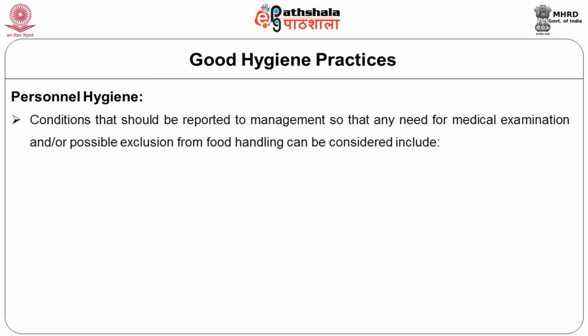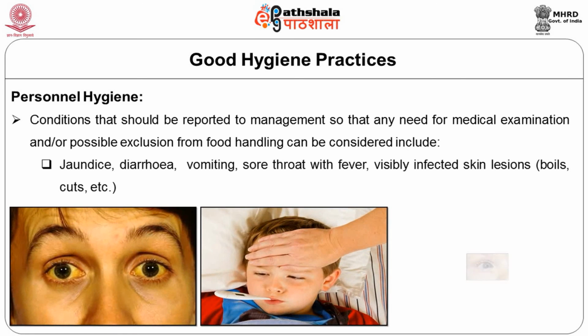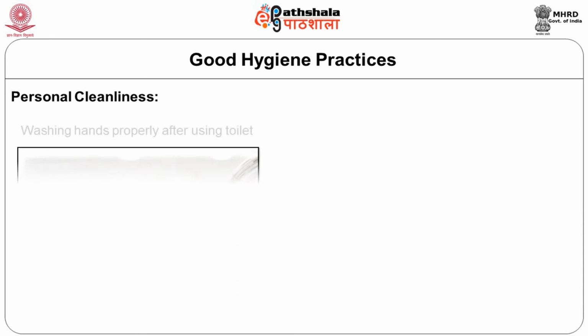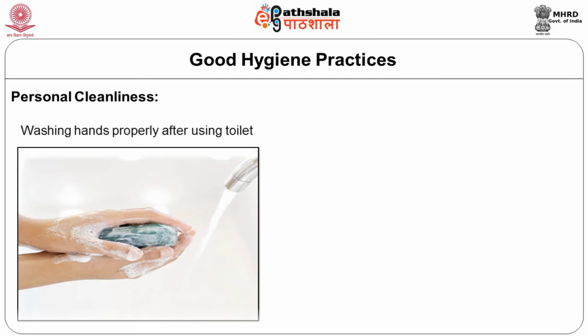The things which can be considered for some of the infectious diseases which should be guarded against, the food handler should be checked for jaundice, diarrhea, vomiting, fever, sore throat with fever. Visibly infected skin lesions also should be checked. They should not be allowed to come in contact with food, and discharge from the ear, eye or nose should also not be there. The personal cleanliness is washing hands properly after using the toilet.